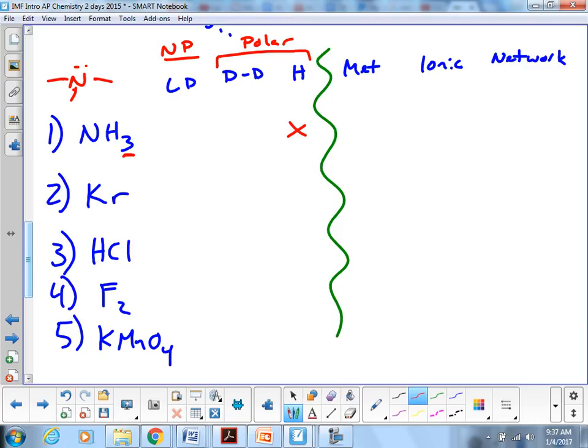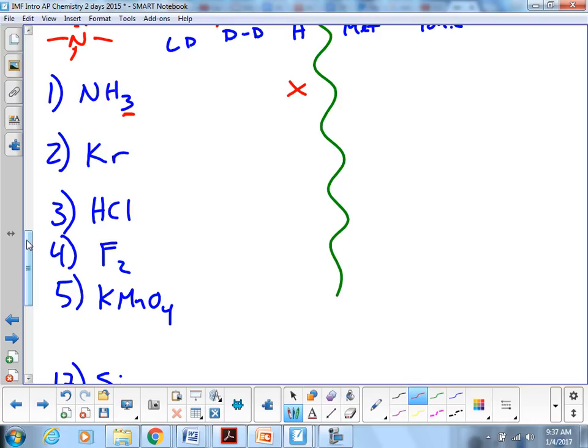Right now, all we're doing is attaching IMFs to compounds. Later, we'll actually put some meaning to them, like we just did with melting points and all that stuff. Okay, I get the krypton. It's just Kr. There's nothing else there. It's not a metal, so I don't click metallic.